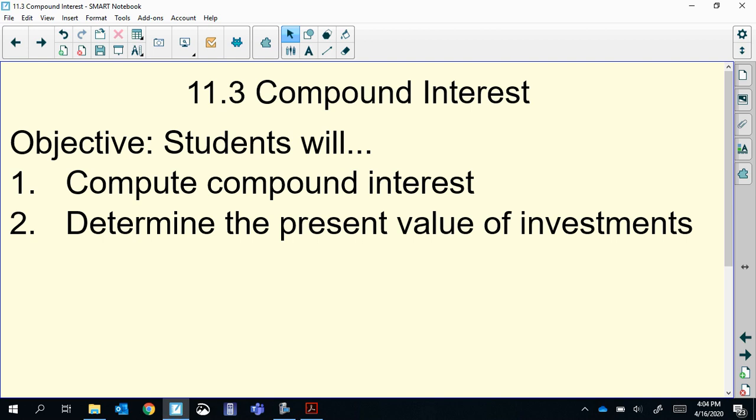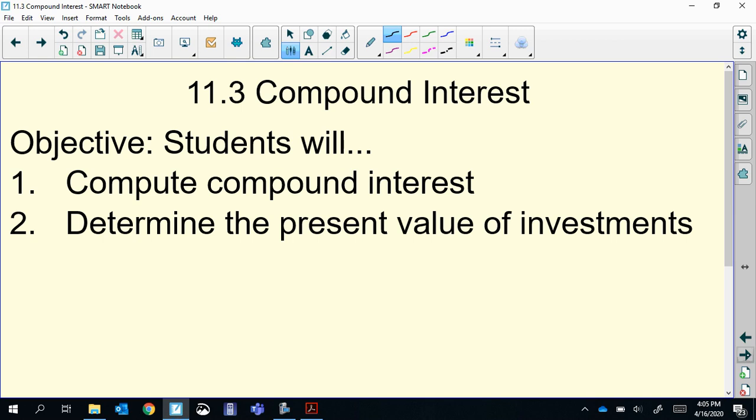Hey guys, in this video we're going to look at compound interest. It's a lot like what we did with simple interest in the last lesson, but this one gets compounded, which means they add on the interest, and then that interest starts collecting more interest as well.